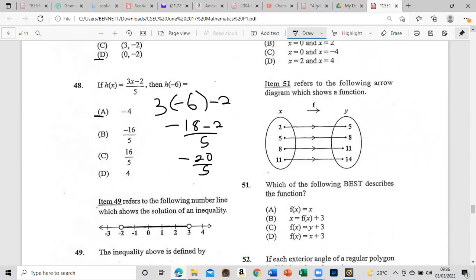51. Which of the following best describes the function? Alright, so we have 2 and we put 5. So it's plus 3. And that would be f of x, f of x or y. It's a little bit tricky, alright? Let's move on to 52.